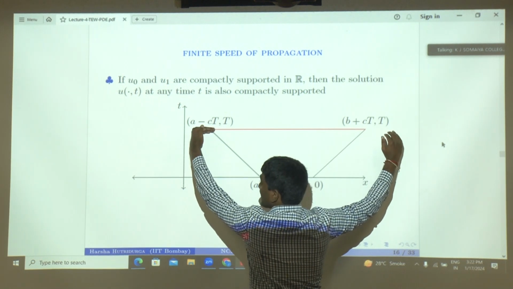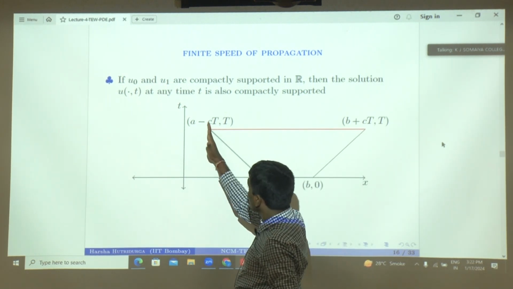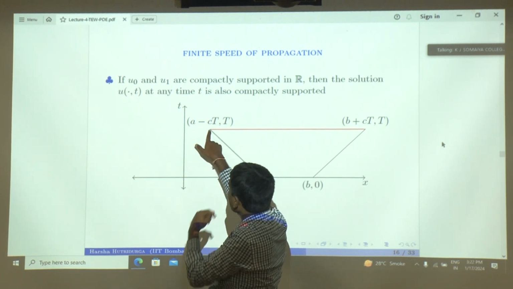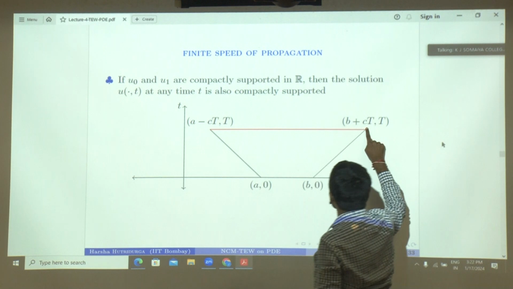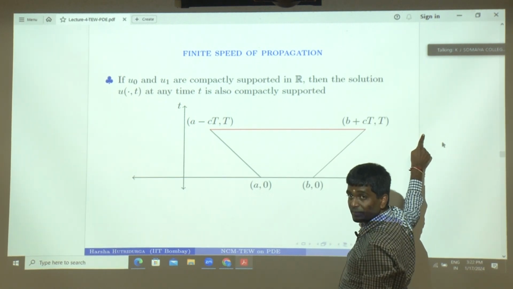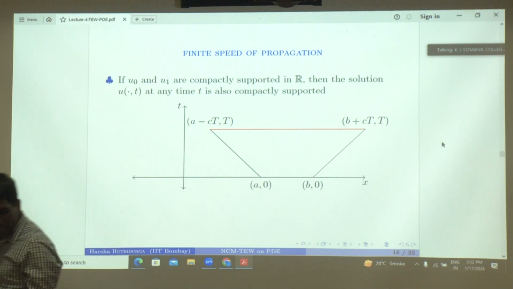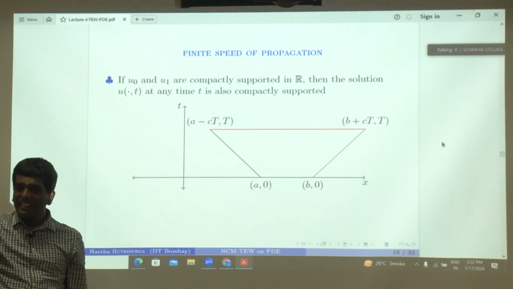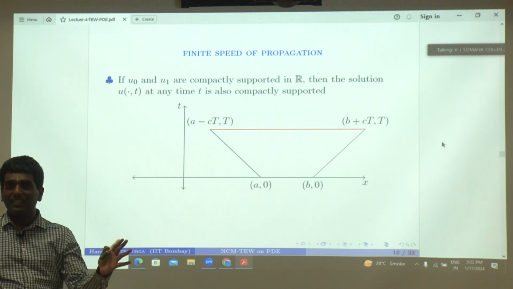Beyond which, at the level of capital T, you are not feeling the effect of the initial data. You will be 0 for all those points x less than a minus cT and greater than b plus cT. Okay? At that level, time capital T. So it's all about, as I told you, you have to fix a time and then look at it as a function of the x variable. It will be compactly supported.